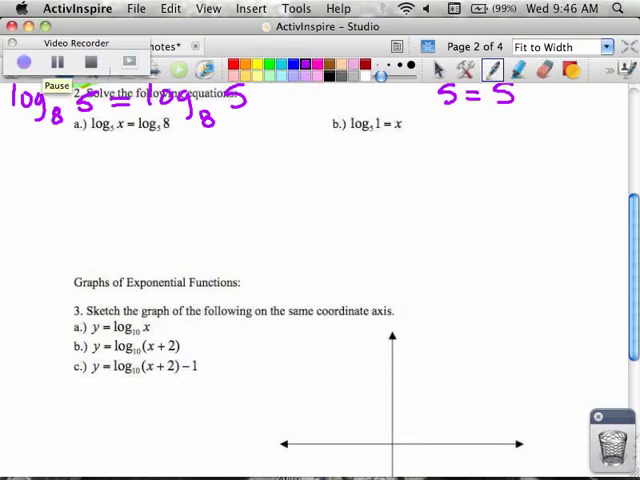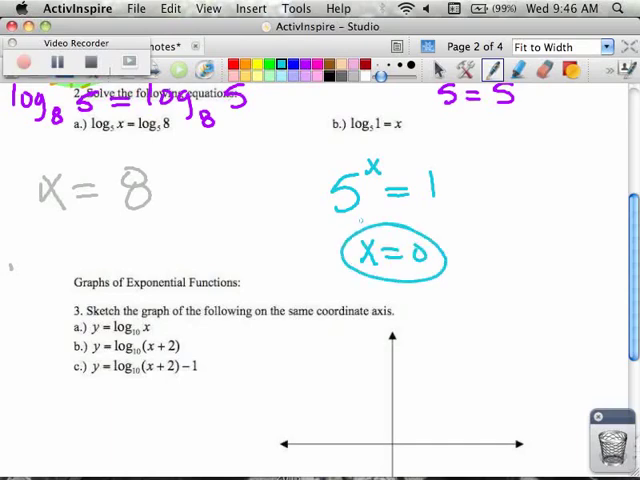Okay, in example 2a, log base 5 of x equals log base 5 of 8. If you don't get that one, there's not much I'm going to be able to do for you. That's not a joke. The x is 8. Everything else is the same, so the last things have to be the same. No complications. Next one. If I rewrite this, 5 to some exponent equals 1. X has to be 0, because anything to the 0 power is 1. That's it.